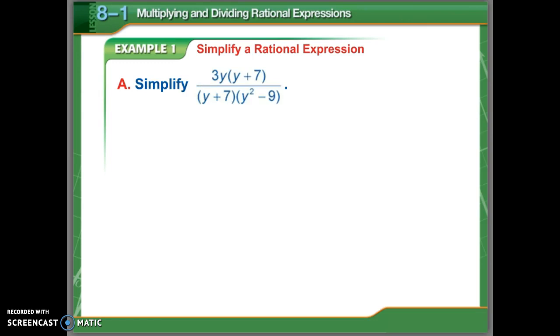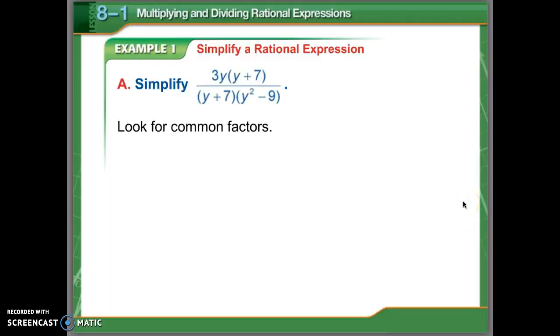So example 1, simplify a rational expression. Okay, so what's a rational expression? Rational, ratio, fraction, that's what it means. You're looking at an expression that has a fraction in it, and you're going to have some algebraic, variable terms. What we're trying to do here is see what we can simplify by seeing if anything cancels on the top and the bottom.